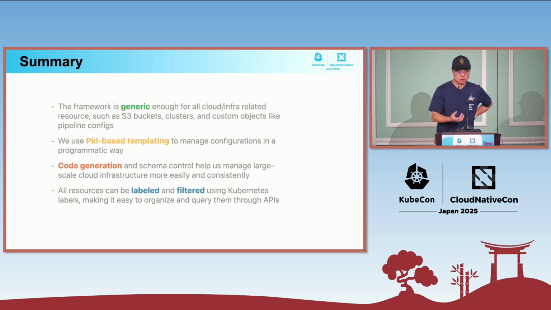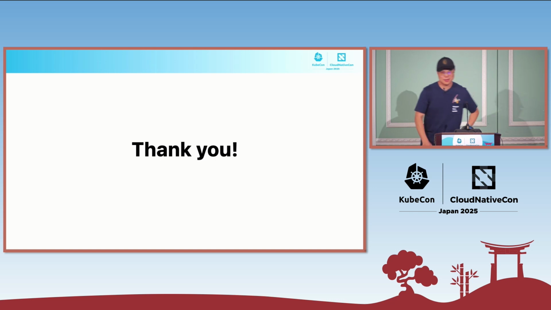And code generation is the way to glue the system, the upstream and downstream. And also, we have some legacy systems. The code gen can also target those systems that are not managed by Crossplane. And all resources can be labeled and filtered, leveraging the Kubernetes principle, that is the label selector. We borrow the principle from that. So yeah, that's pretty much for today's session. Thank you.